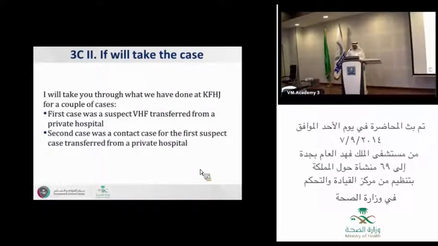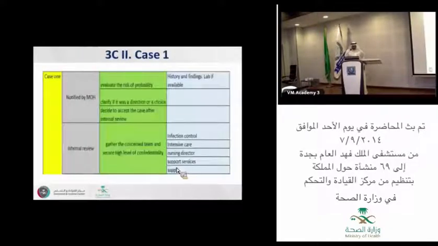I will take you through our journey in King Fahd Hospital for a couple of cases. The first case was a suspect case of VHF, and the second case was a contact of the first case who had a headache. I will not go through the second case because of time. I will just take the first one. We were notified by the Ministry of Health. We evaluated the risk and probability. We clarified if it was a direction or a choice.